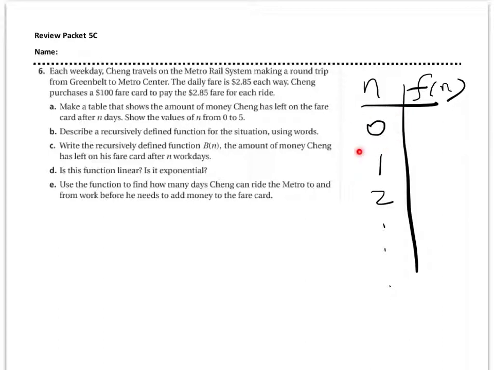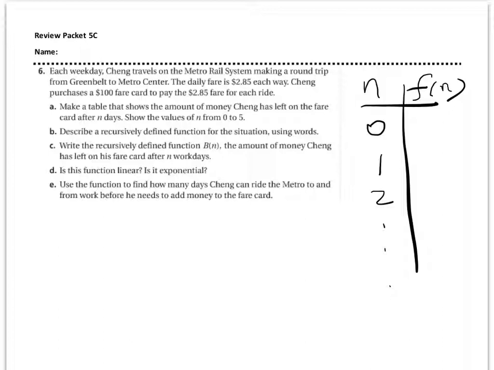So if it's 0 days, how much money is still on the card? Obviously it's 100, right? And then the next day, he uses $2.85 times 2 because it's the round trip. If you don't use the one trip, he's not getting back. Maybe he got a ride from friends, but assume he has no friends, right? So keep doing that and find that out.